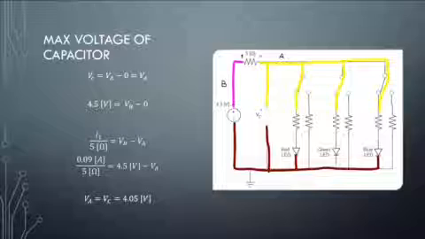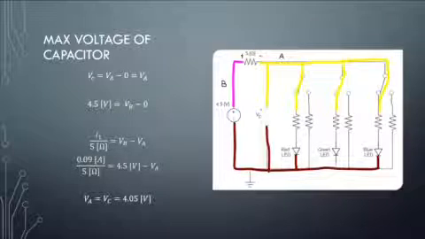We are also able to solve for the maximum voltage that the capacitor can hold. We can do this by looking at the node voltages labeled to the right. We can see that VC equals VA and that VB equals 4.5 volts. We use Ohm's law and the node voltages to find VA and therefore find that VC equals 4.05 volts.